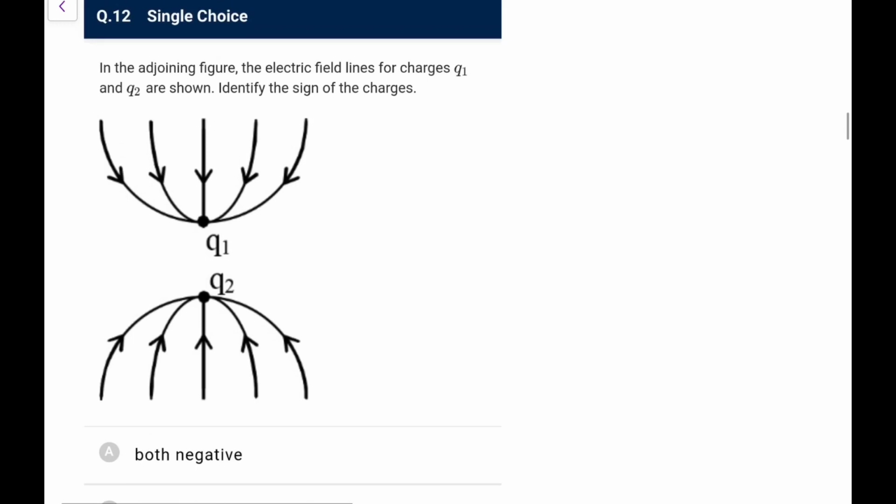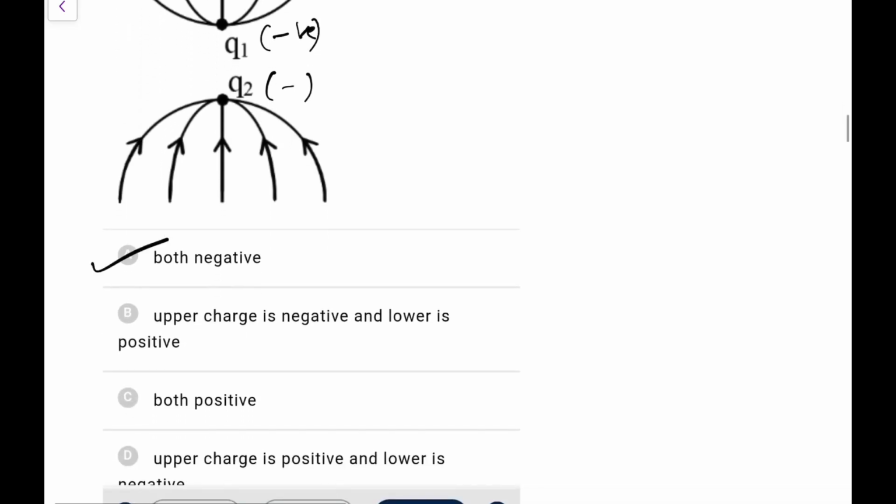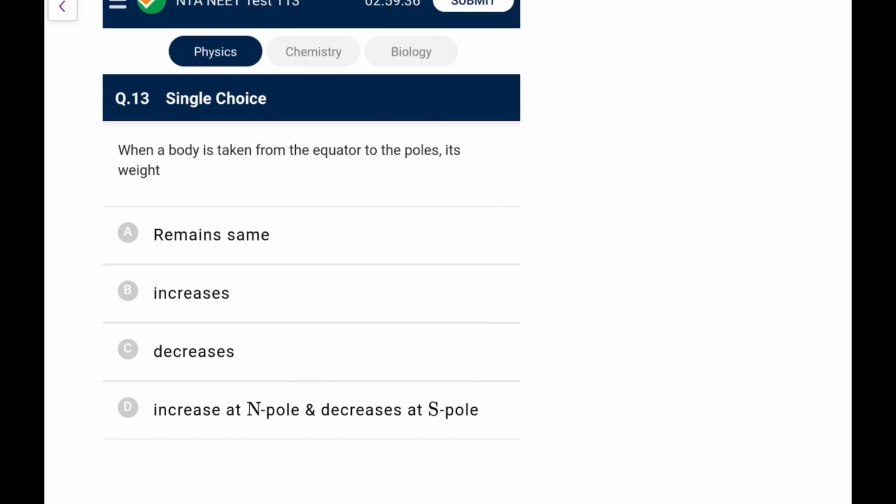Next one, in the adjoining figure, the electric field lines for charges Q1 and Q2 are shown. Identify the sign. Lines are coming towards Q1, so it is negative. Lines are coming towards Q2, that means it is also negative. So both charges are negative. Go for option A here. When a body is taken from the equator to the poles, its weight will increase because at the poles g is marginally greater.